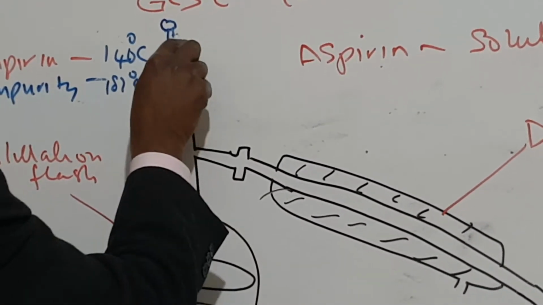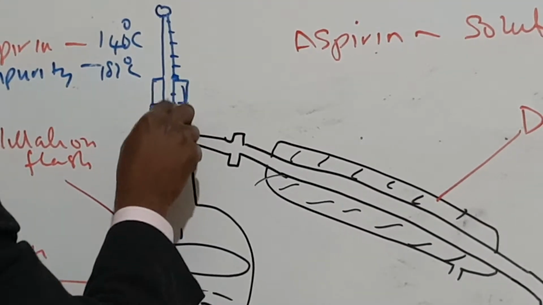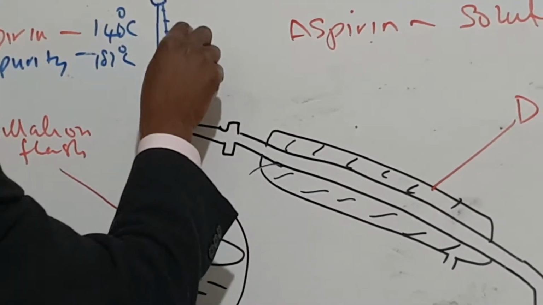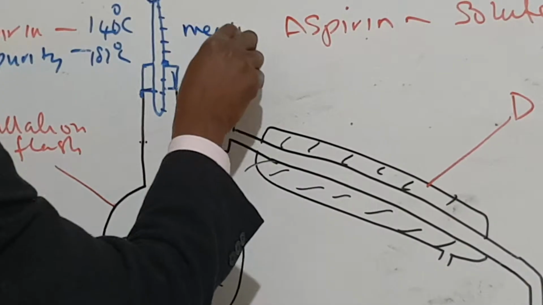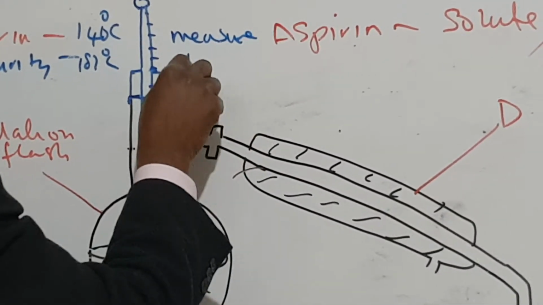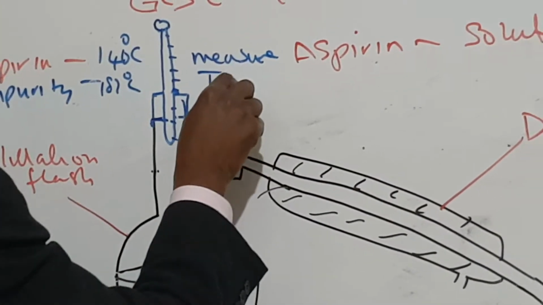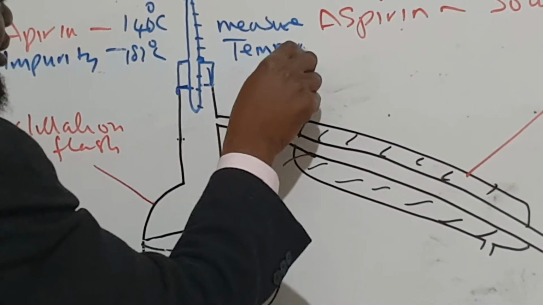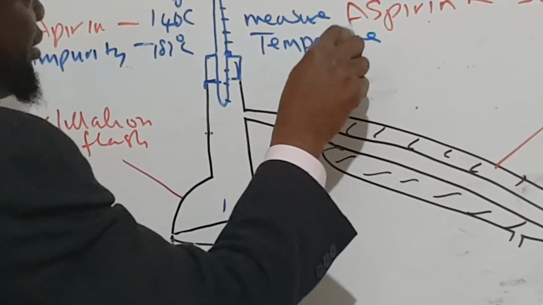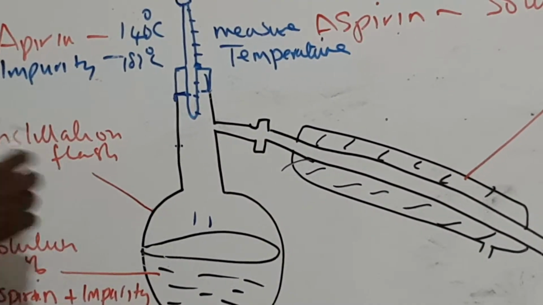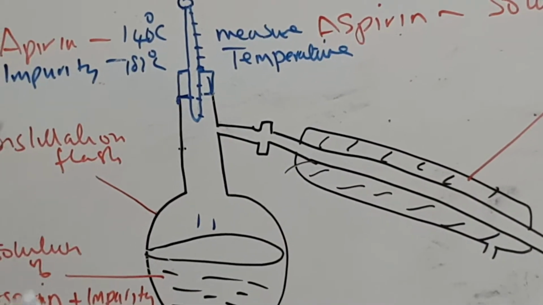Yes. Now, what does a thermometer do? It measures the heat. No, it measures temperature. That's the right word. Is heat, yes, but the right word is temperature. It measures the temperature.